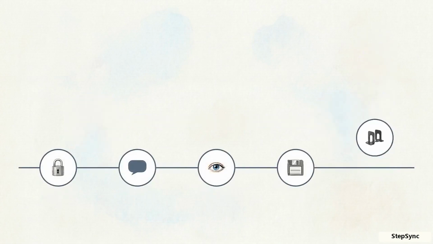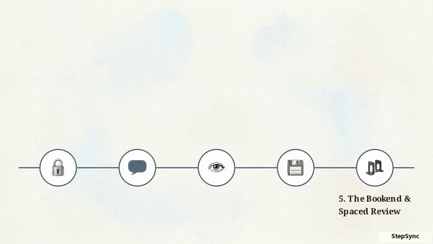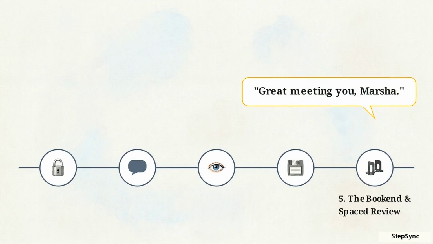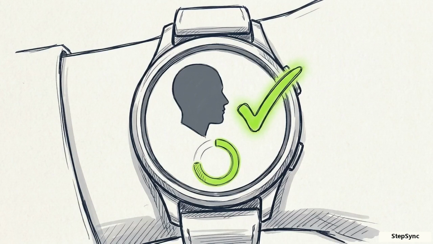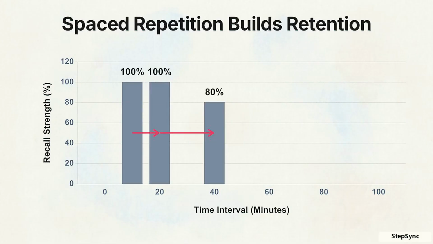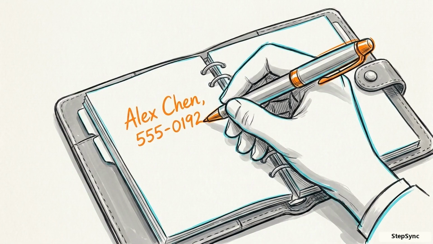Step 5 is closing the loop. Use the name one last time during the goodbye. "Great meeting you, Marcia." This bookends the interaction at the points where memory is naturally strongest. After you walk away, perform a quick review. Picture the face and summon the name 5 minutes later, then again an hour later. This utilizes spaced repetition. Spreading out your recall attempts over time is what moves a name from fragile short-term memory into something you actually own.